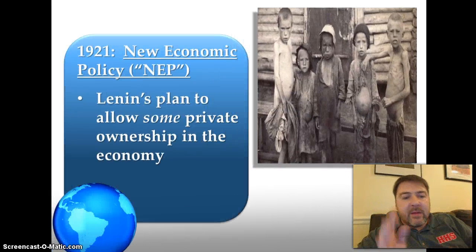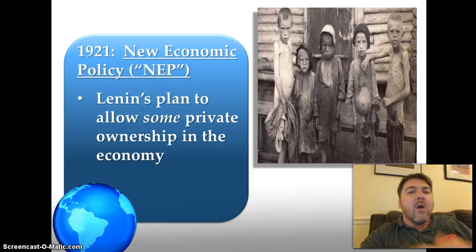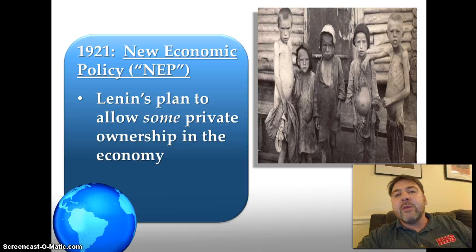By 1921, Russia has been through 3 years of World War I. They've been through the Bolshevik Revolution. They've been through 4 years of civil war. Russia's just a mess. So much so that there's widespread starvation, not enough food's being grown to feed the Russian people, and there's widespread death from famine.